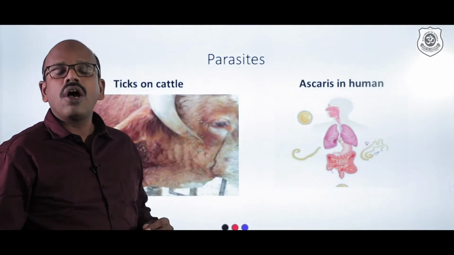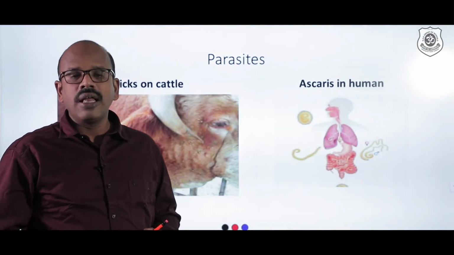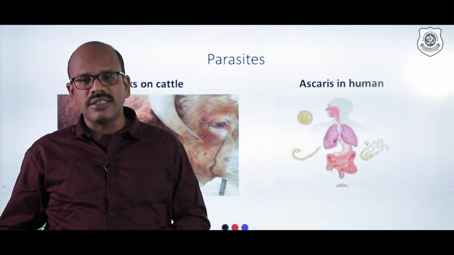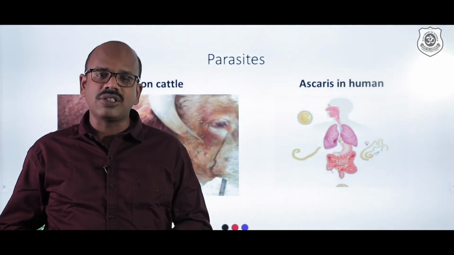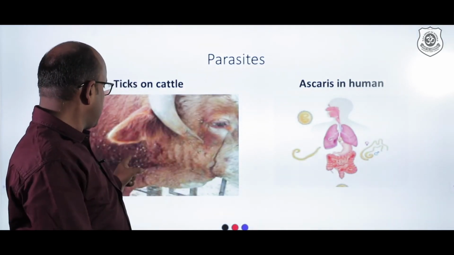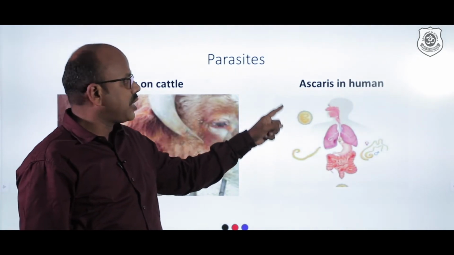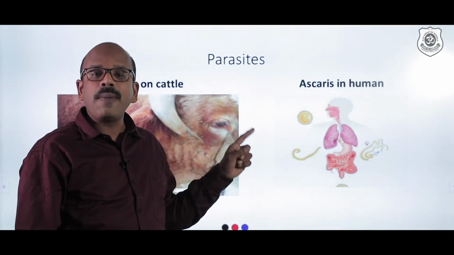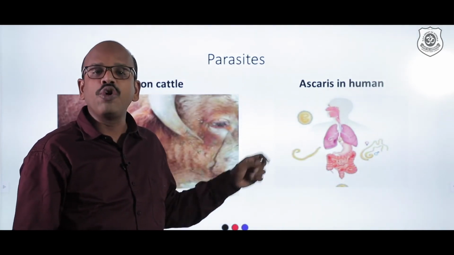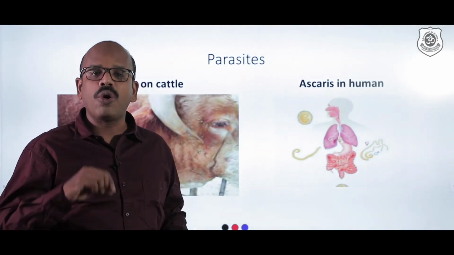And these parasites are basically classified into ectoparasites and endoparasites. The parasites that survive on the surface of other organisms and derive the nutrients, like ticks and mites, are called ectoparasites. Here you can see the ticks in the skin of the cattle. And the next is Ascaris. Ascaris is a type of endoparasite, where they live in the alimentary canal of human beings. So they are inside the body of the organism, so we call it an endoparasite.